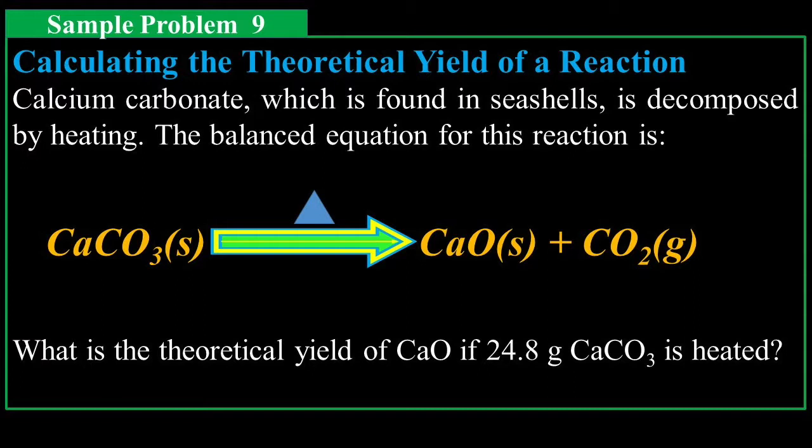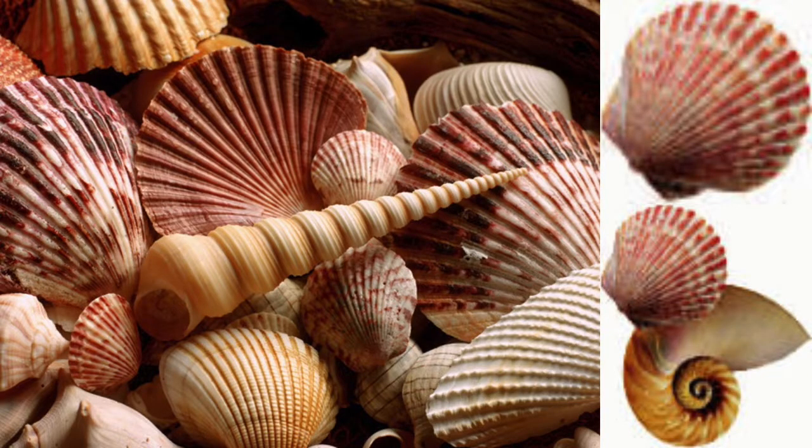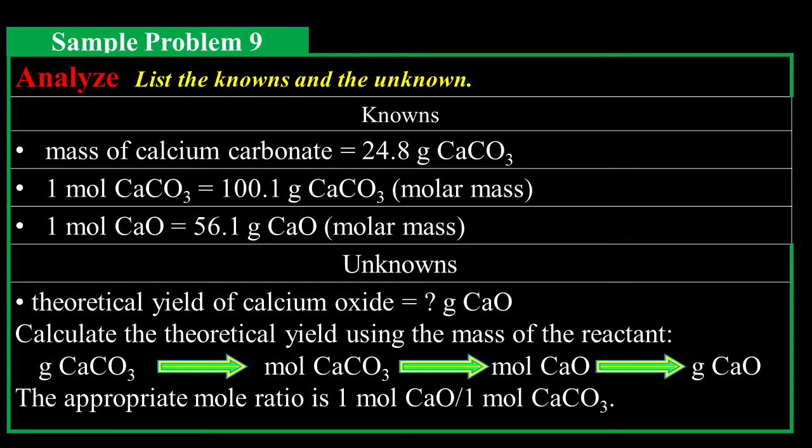Calcium carbonate, which is found in seashells, is decomposed by heating. The balanced equation for this reaction is 2 calcium carbonates yield 1 calcium oxide plus carbon dioxide. Now, what is the theoretical yield of calcium oxide if 24.8 grams of calcium carbonate is heated? Now remember, this is seashells. I can tell you right away, if it is seashells, there's going to be a lot of error, just from measurement and the fact that the balances may not be good ones.